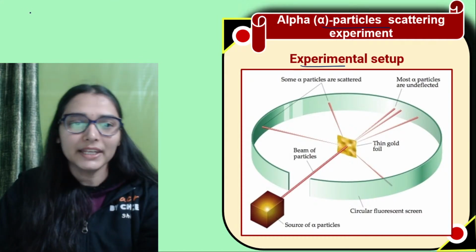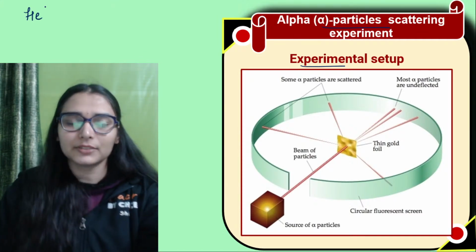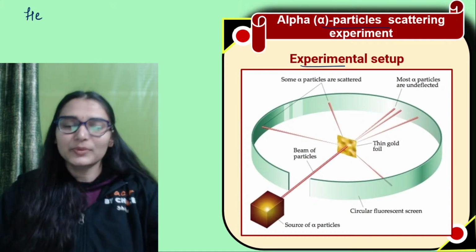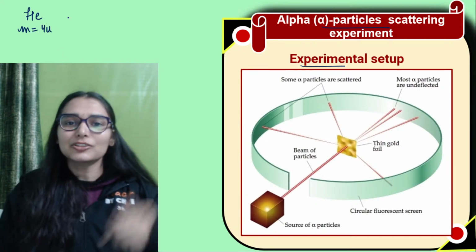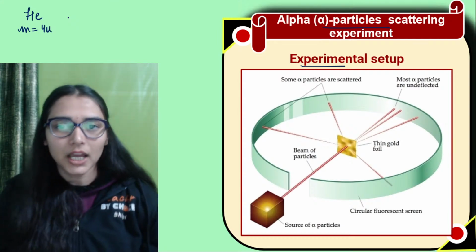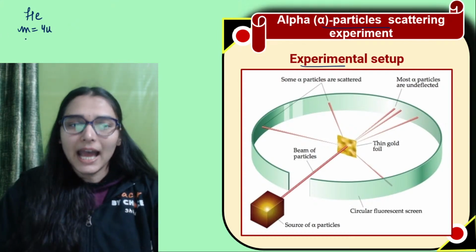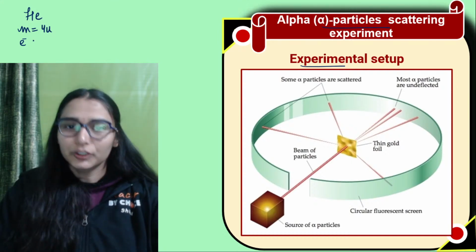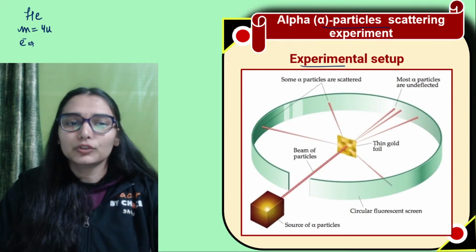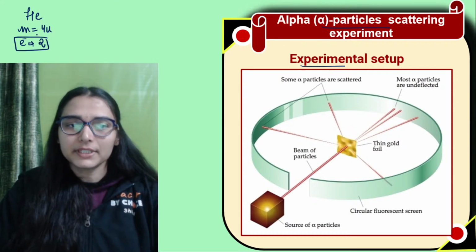Now what are alpha rays? You take a helium atom. The helium atom is having what? A mass of 4 units, because it has 2 protons and 2 neutrons. So the total mass is 4 units. And how many electrons are there in helium? The atomic number is, you know that, 2. So 2 protons and 2 electrons.